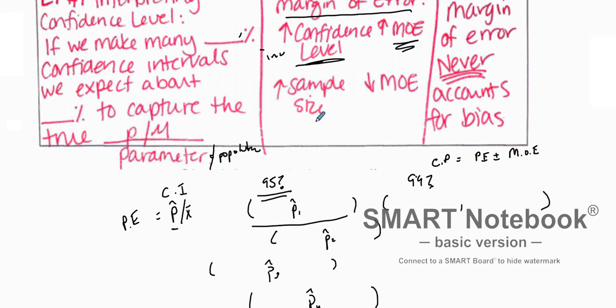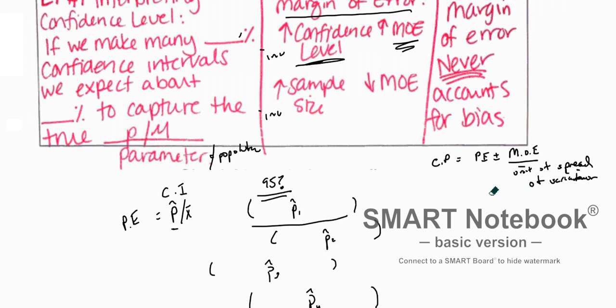In addition, what happens when we increase the sample size? Well, margin of error is something where we talk about variation, the variance, the spread of our confidence interval. So margin of error is a unit of spread, of variation.